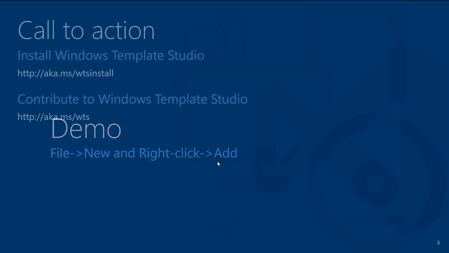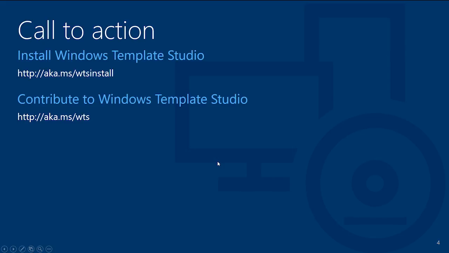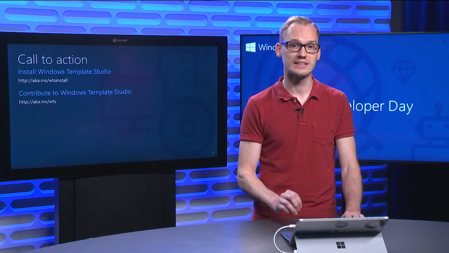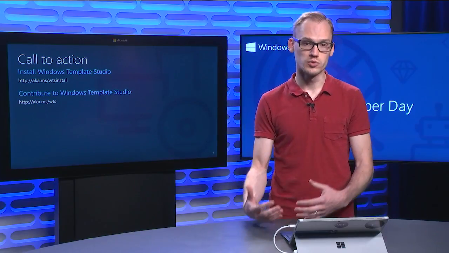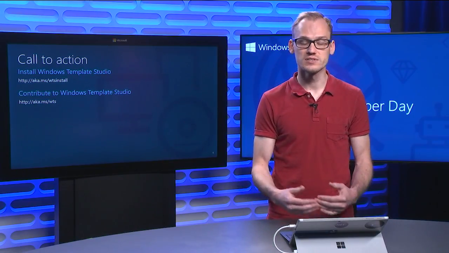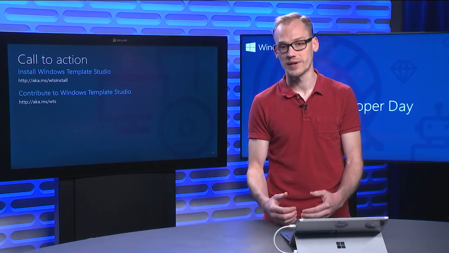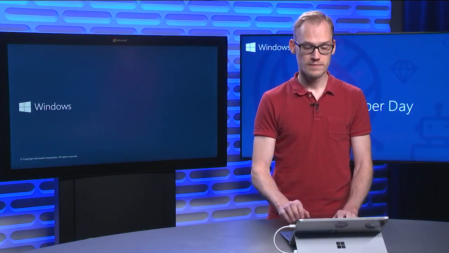So let's go through and once again, let's talk about the calls to action here. Namely, to install Windows Template Studio, you can go to aka.ms/WTSinstall. And if you want to contribute back to Windows Template Studio, you can go to aka.ms/WTS. And that will take you to our GitHub page. Please log any issue or new feature you want to add so we can have a great discussion about it and how to implement it appropriately. Thank you.